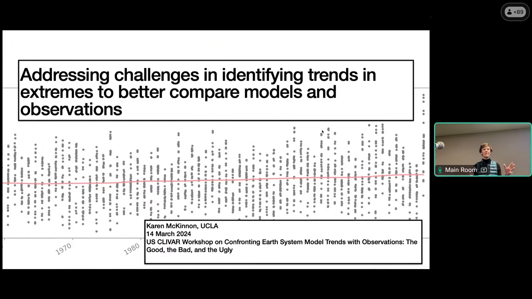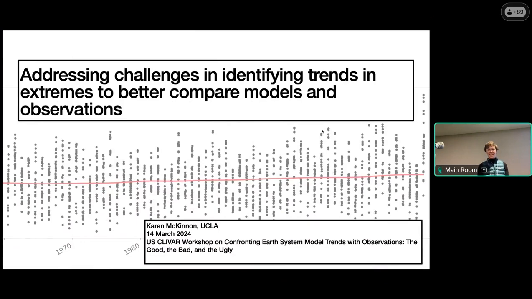Today we're going to jump into extremes, and I'm going to be talking about heat extremes. Claire alluded to the observational large ensemble and that I might talk about it. I'm actually not talking about it at all, but if you're interested in it, I'm happy to talk with you offline or after this talk about that topic.